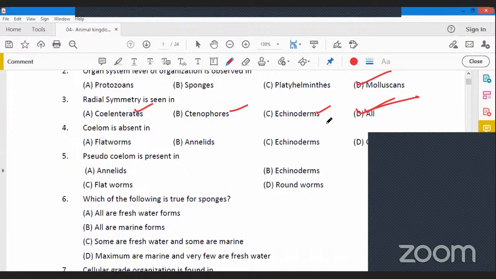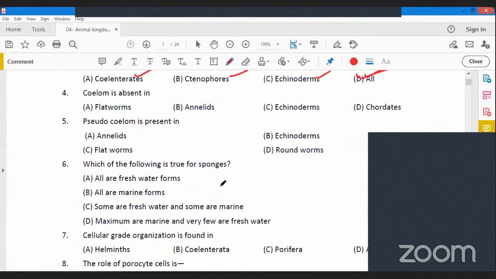Now we go to the next one. Coelom is absent in. Yes, very good. They are absent in flatworms. Correct. That is platyhelminthes. Whereas these are coelomata, coelomata, and coelomata. So it is absent in flatworms.